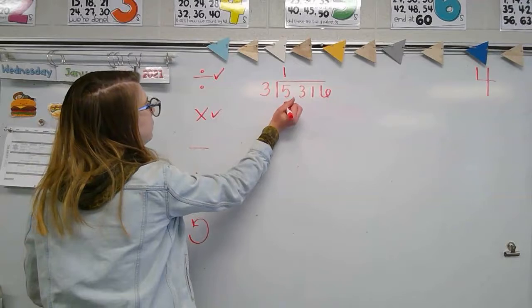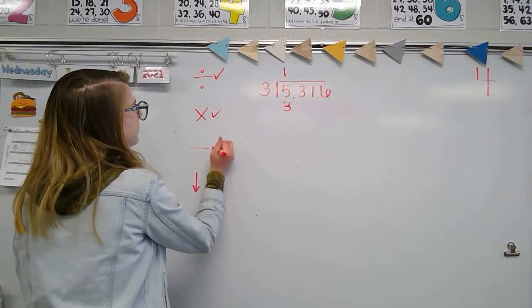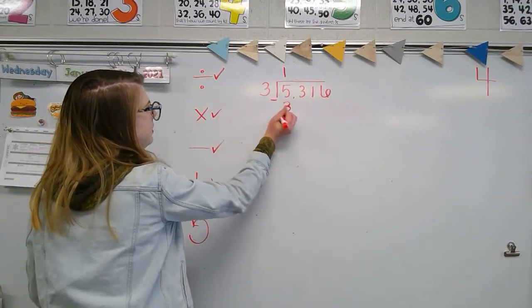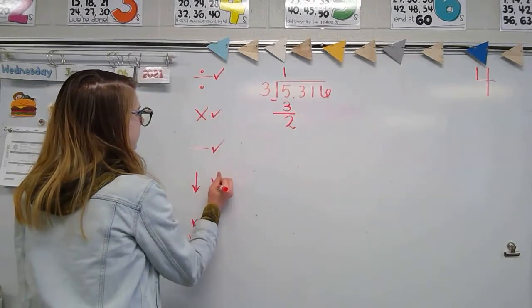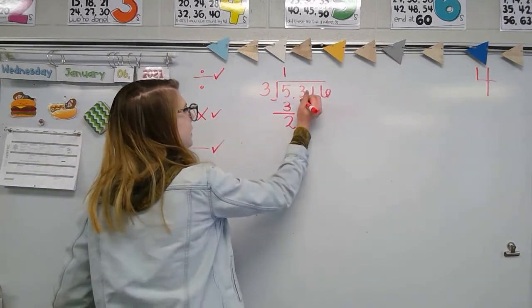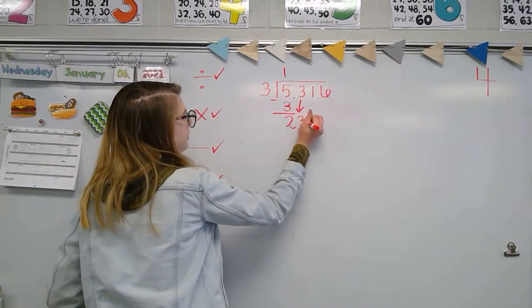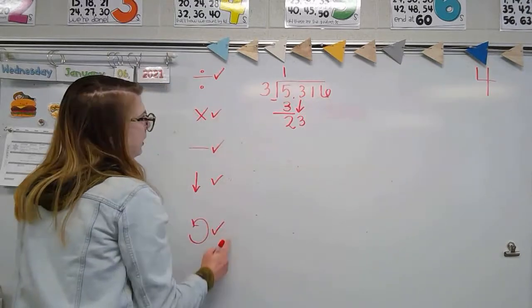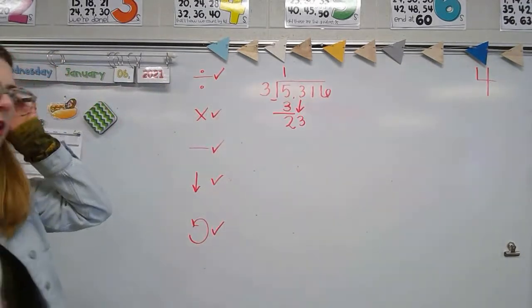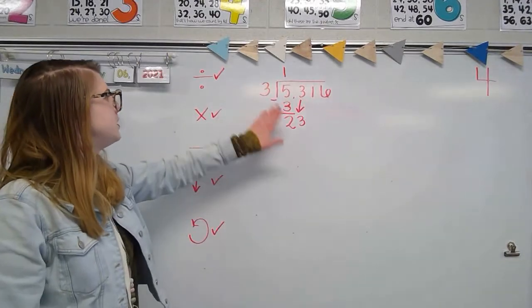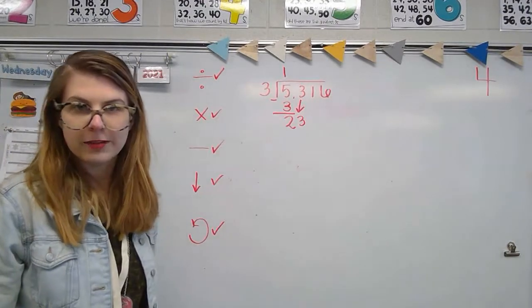3 times 1 is 3. 5 minus 3 is 2. Now it's time to bring it on down and bring it on back up to the top of our steps. Now, let's ask ourselves, what's 23 divided by 3?